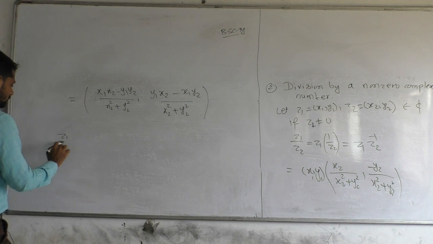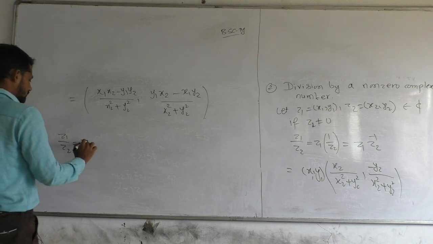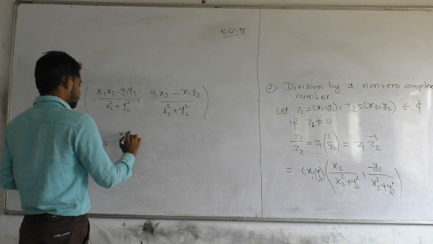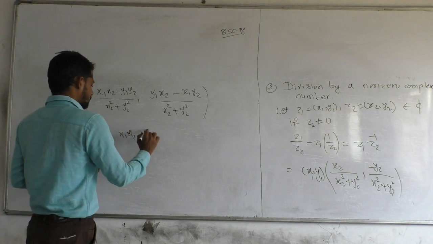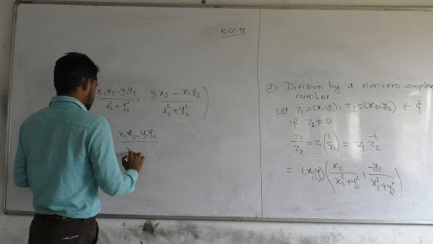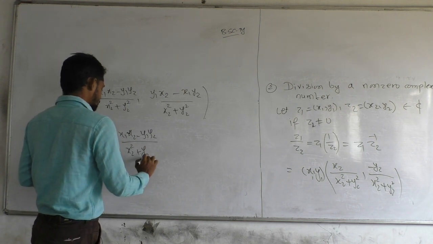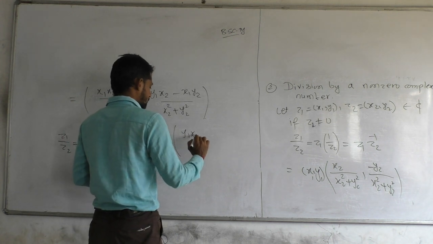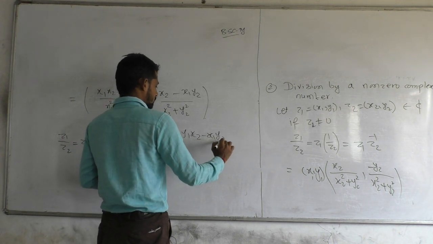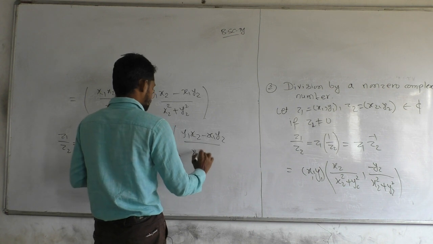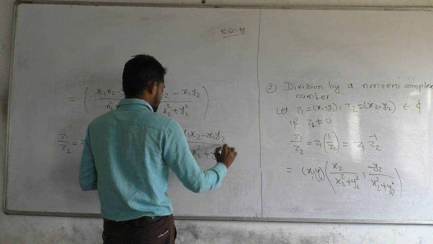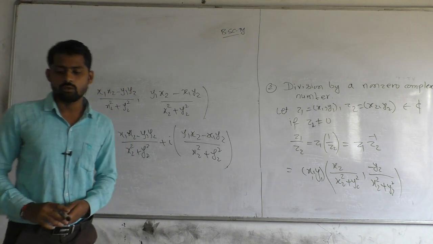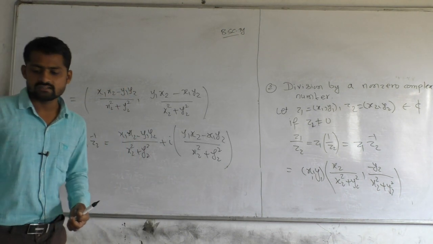So Z1 divided by Z2 is equal to Z1 into Z2 inverse and can be written as x1 x2 minus y1 y2 divided by x2 square plus y2 square plus i times this term y1 x2 minus x1 y2 divided by x2 square plus y2 square. So we can divide any complex number by a non-zero complex number.